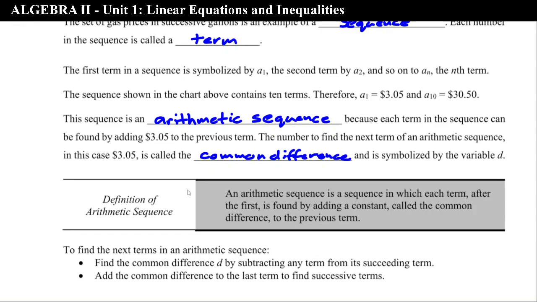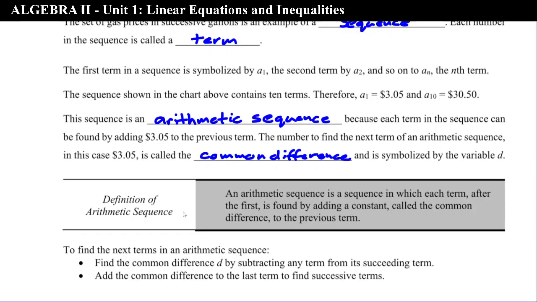Here is a definition of what an arithmetic sequence is. An arithmetic sequence is a sequence in which each term after the first is found by adding a constant, called the common difference, to the previous term. To find the next terms in an arithmetic sequence, all you have to do is find the common difference d by subtracting any term from its succeeding term, and then add the common difference to the last term to find the successive terms.